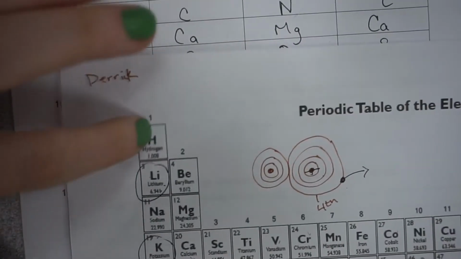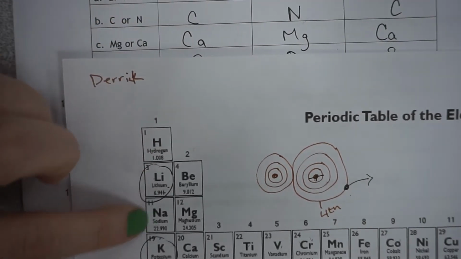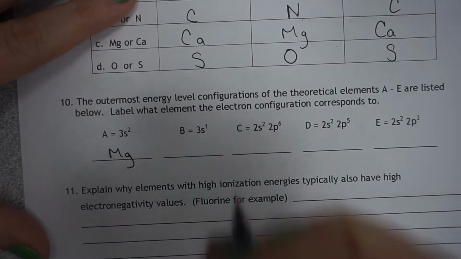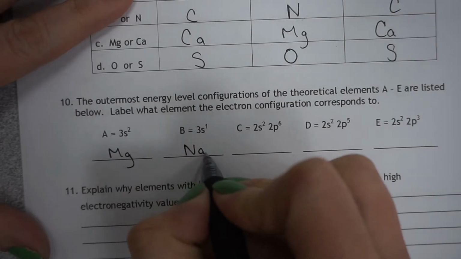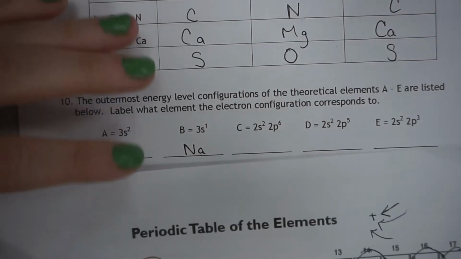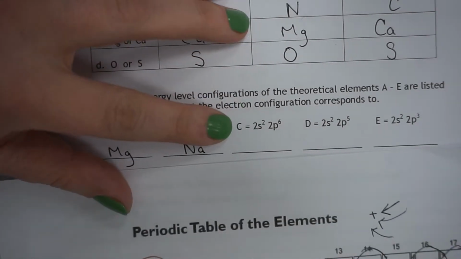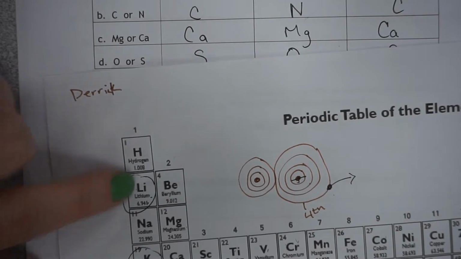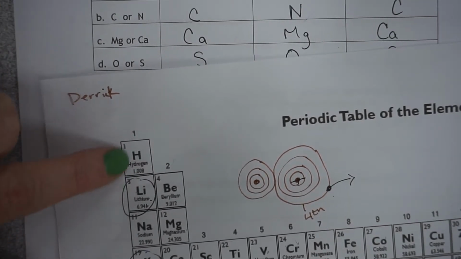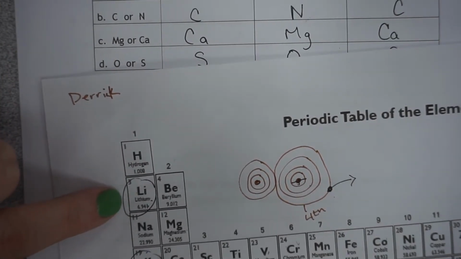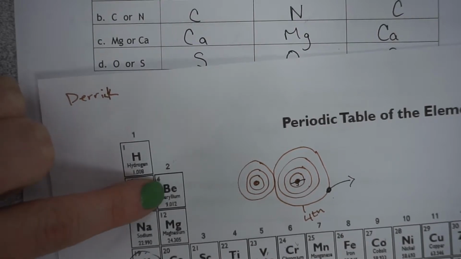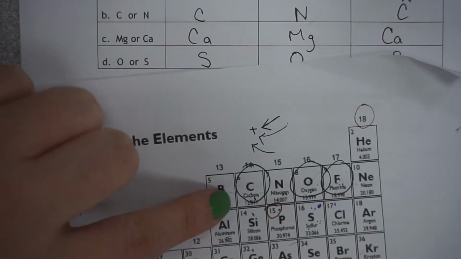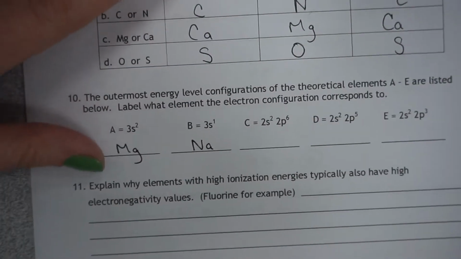3s1, I'm assuming that's sodium, so Na, that means that's the right answer. Okay, 2s2, 2p6, oh, I get it now. It's saying that this energy level, the second energy level, is 2s2, 2p6, so that must be neon.